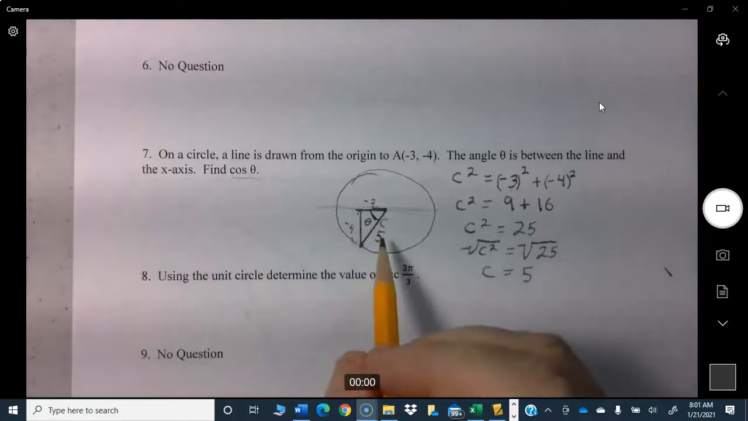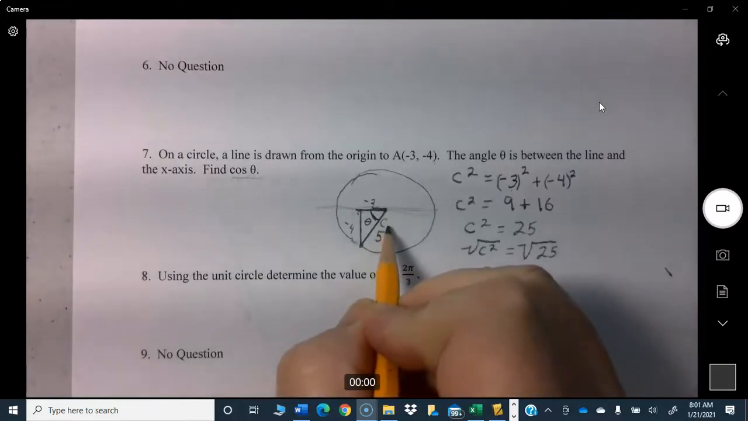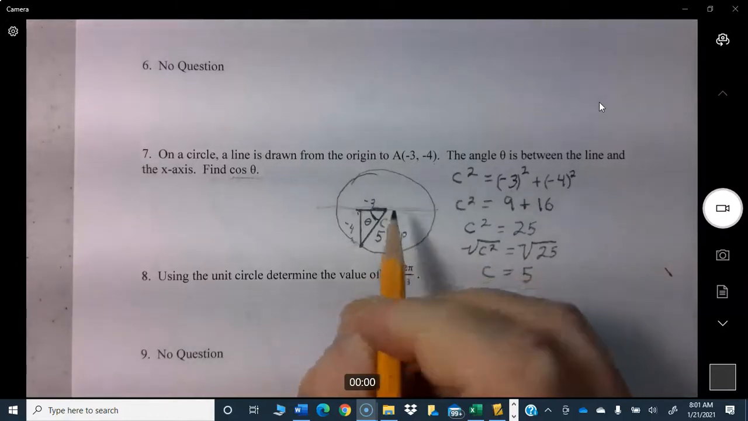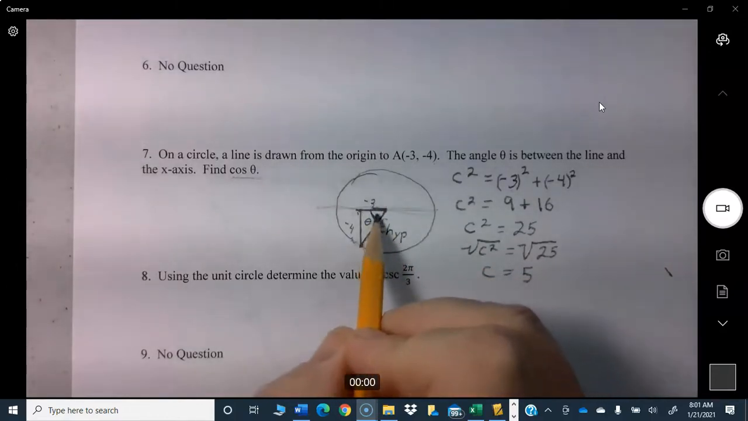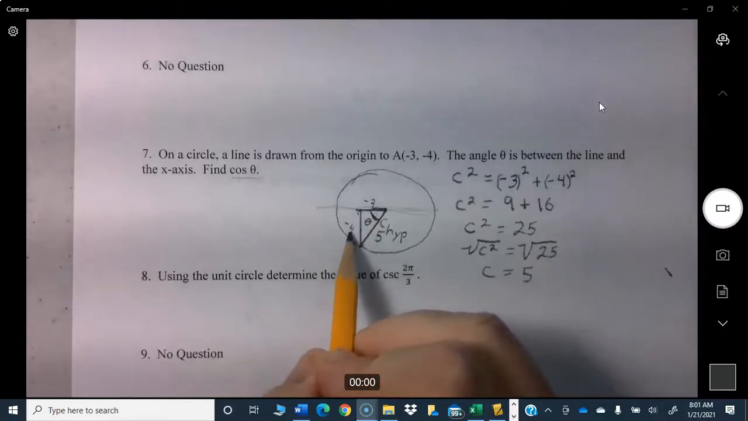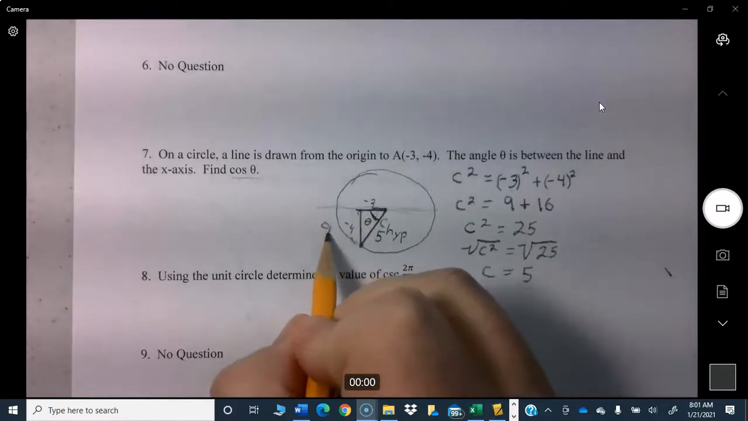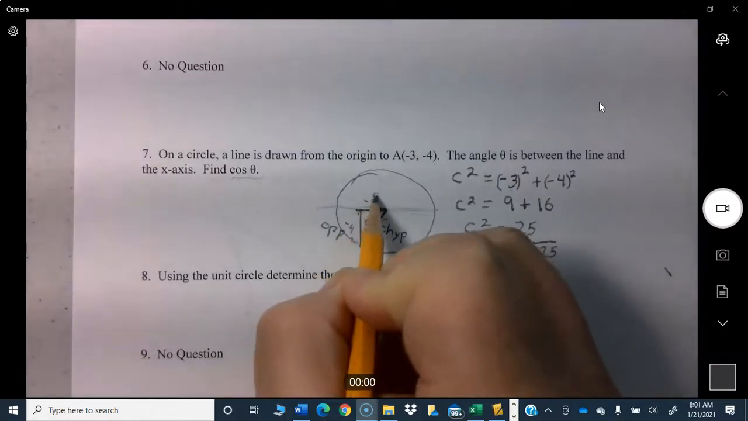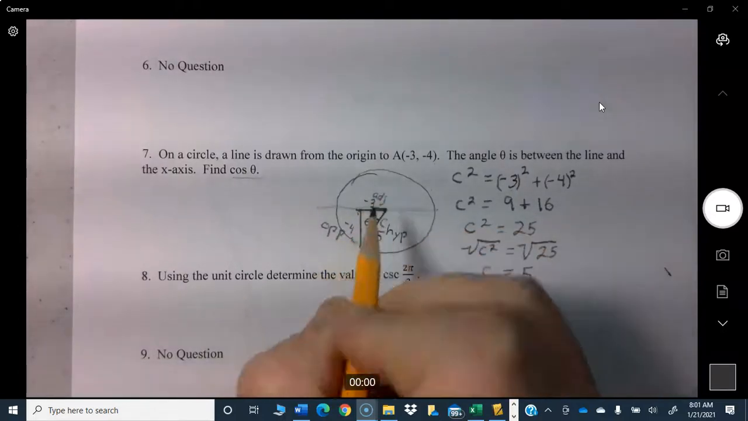So let's remember which side is which. Okay, the hypotenuse is this side, the long side. The side opposite the angle, here's the angle, the side over here is the -4 side. That's the opposite. And the other one is the adjacent, the one next to the angle that's not the hypotenuse.